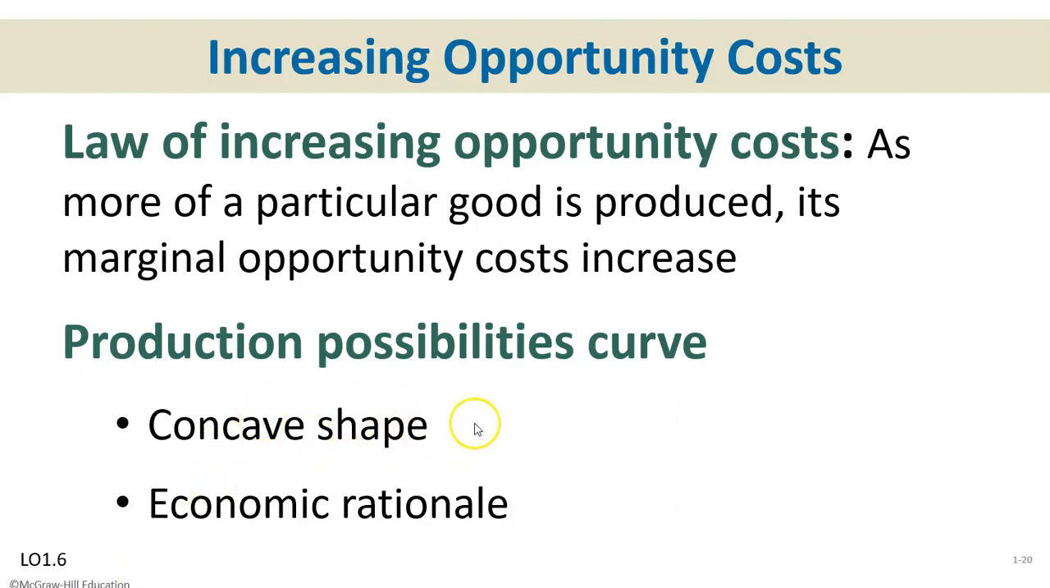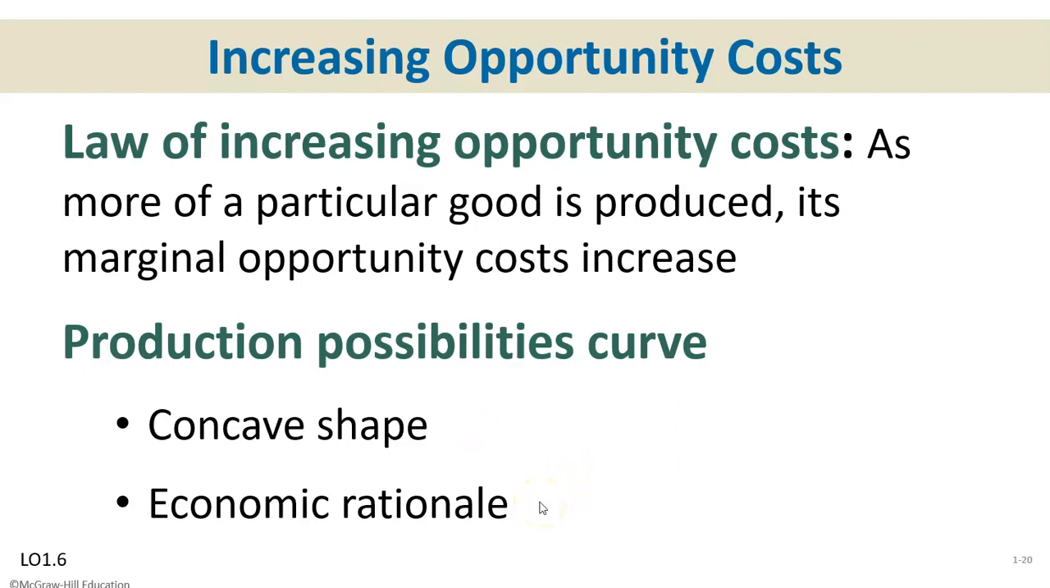So the book says it's a concave shape. A lot of times I'll use the term bowed out. It just means the same thing. So it's curved out a little bit from the origin. And this is how it actually would look in real life.